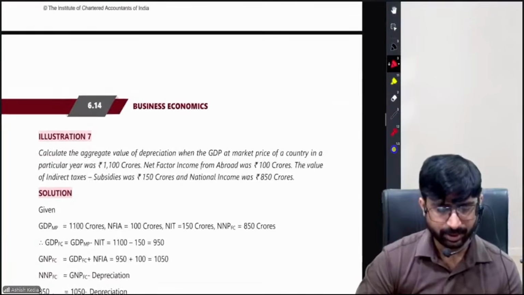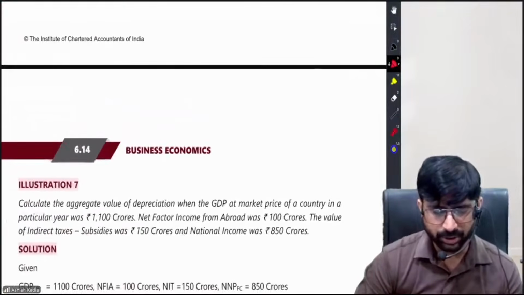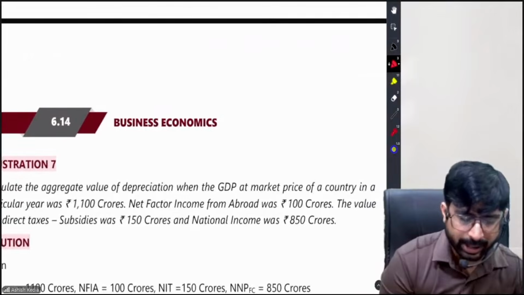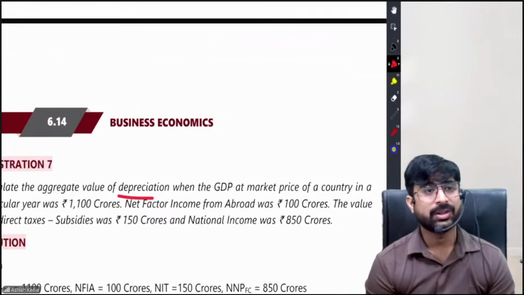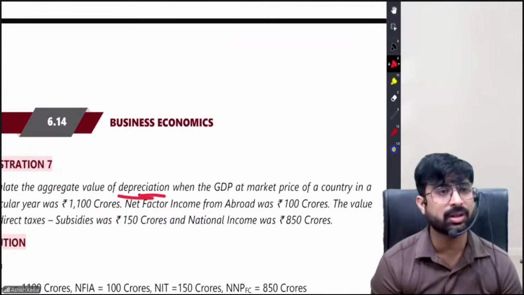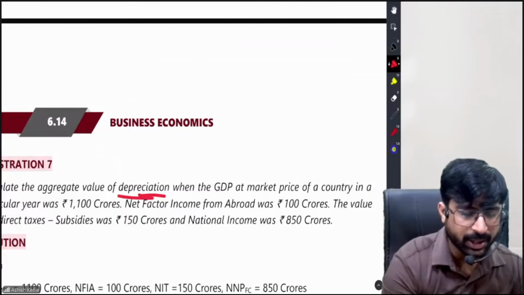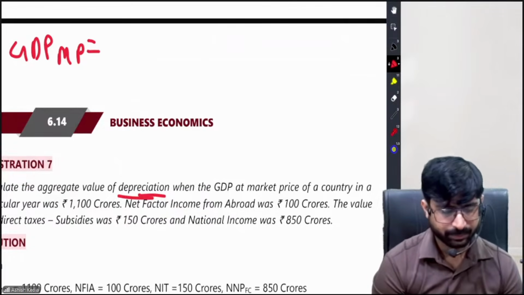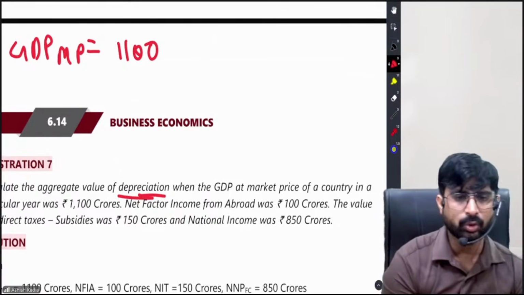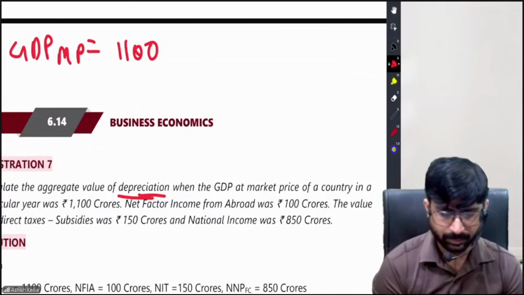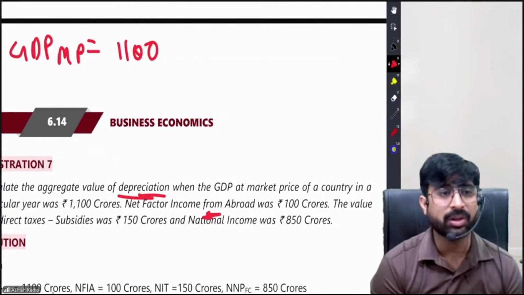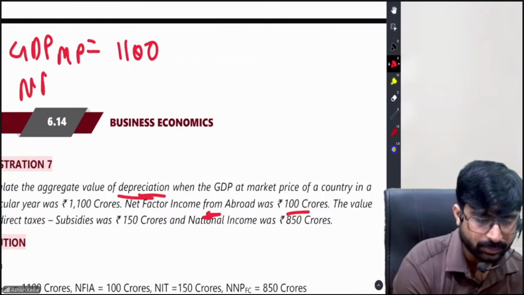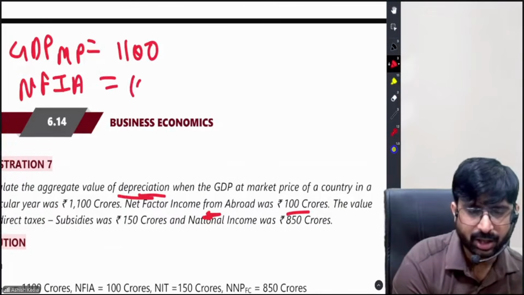Yes. Here we have it, class. I will request every student to do this one. Calculate the aggregate value of depreciation. Wow. They have given us the task to compute depreciation. GDP at MP, we know, is 1100 crores. Net factor income from abroad is positive. NFIA is 100 crores.